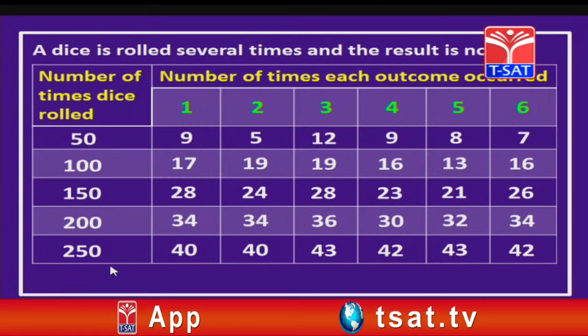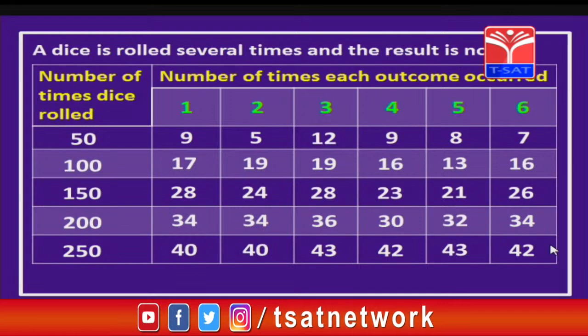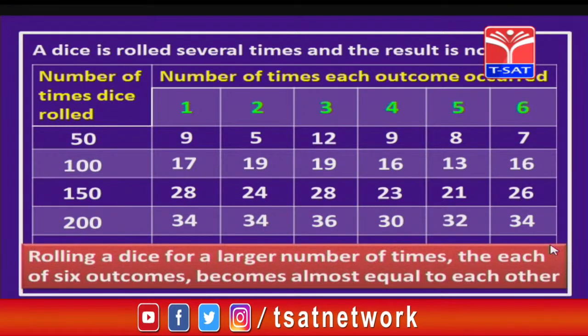Again, if you notice the last row, where it is 250 times, you can see almost all are equal, right, children. So, in this case also, what do you notice, children?